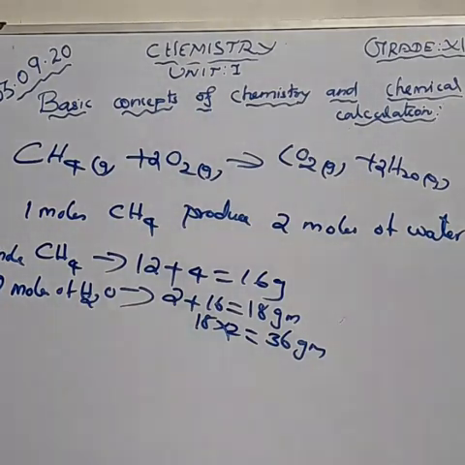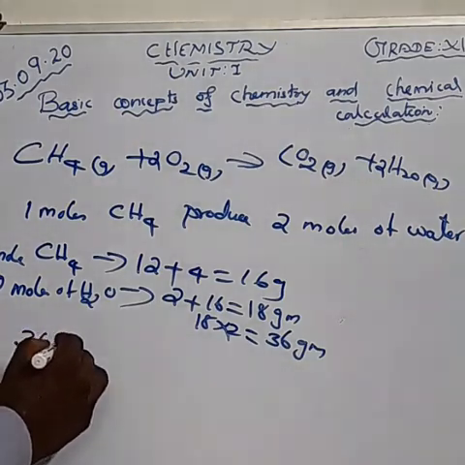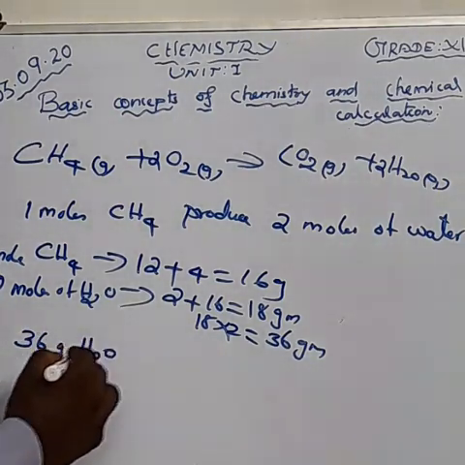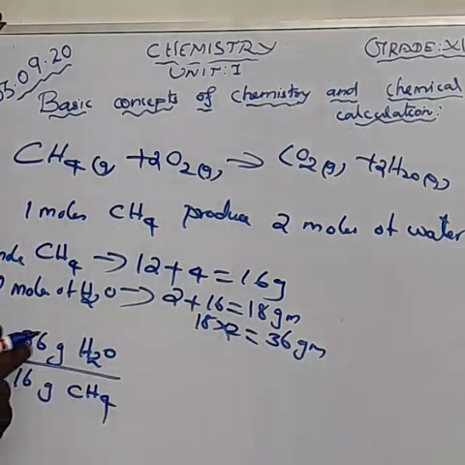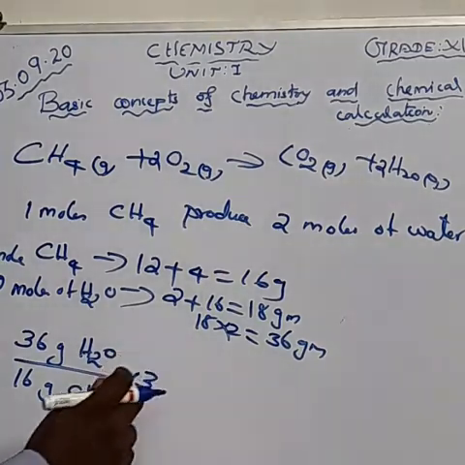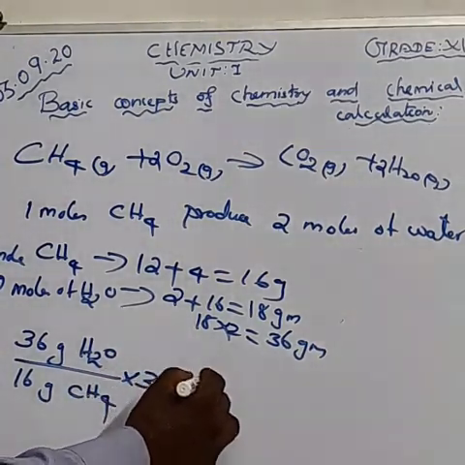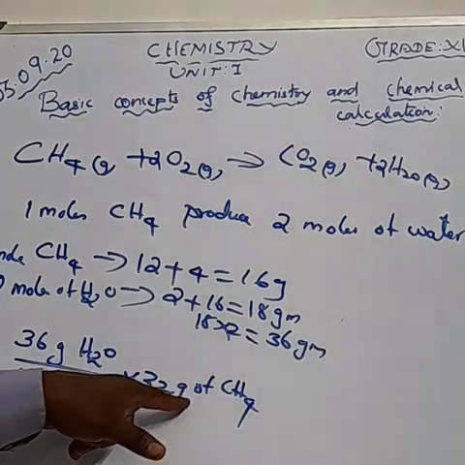Next, as per our question, the combustion of 32 gram of methane produces, here we write the formula, 36 gram water divided by 16 gram methane into 32 gram of methane.